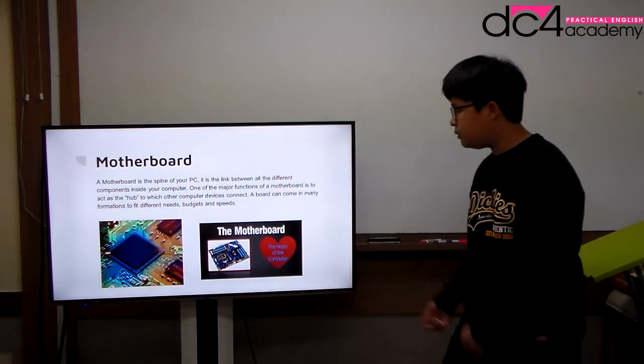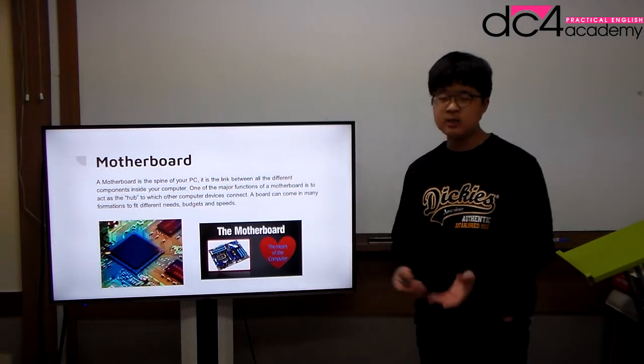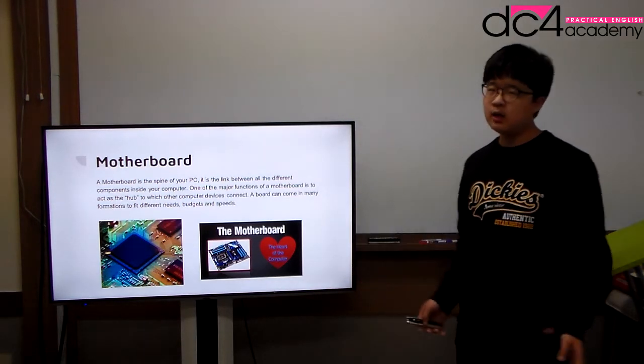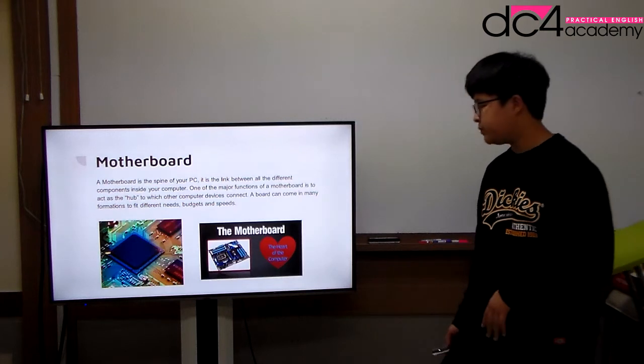The board can come in many formations, like small size, middle size, and big size. And there are a lot of formations too.